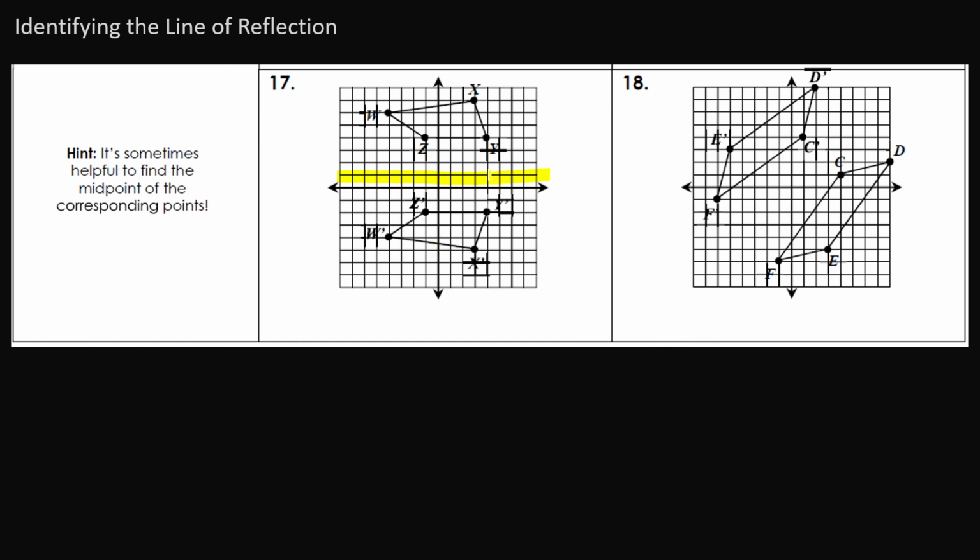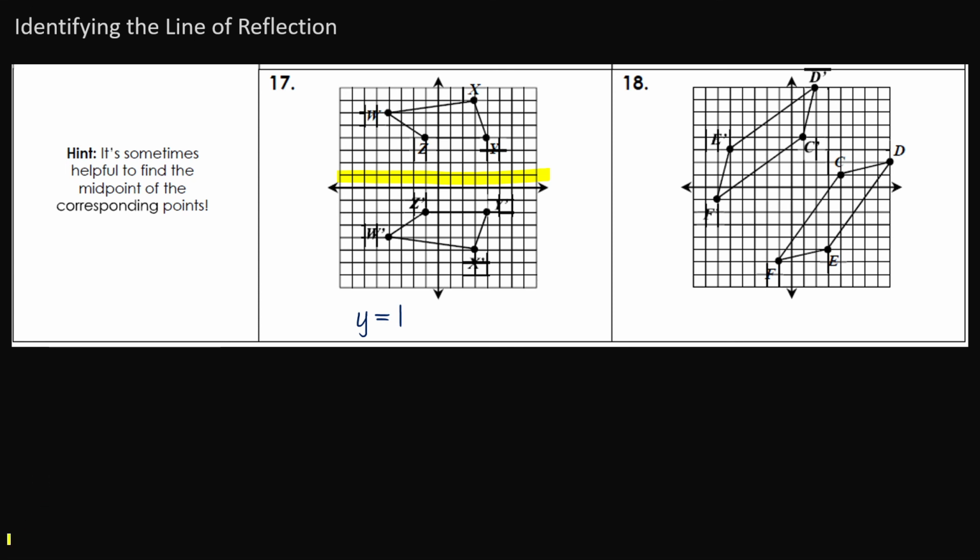And if I double check my other points, I notice that y and y prime are 1, 2, 3 points away from that line. W and w prime are 1, 2, 3, 4, 5 points away on either side. And x is 1, 2, 3, 4, 5, 6 points away on either side. This particular line isn't on the x-axis. It's a horizontal line at y equals 1. So the line of reflection is y equals 1.